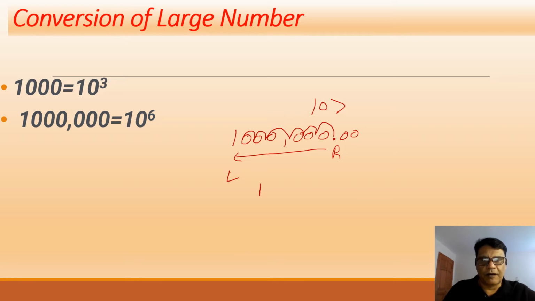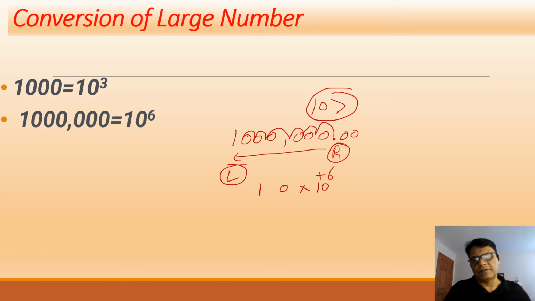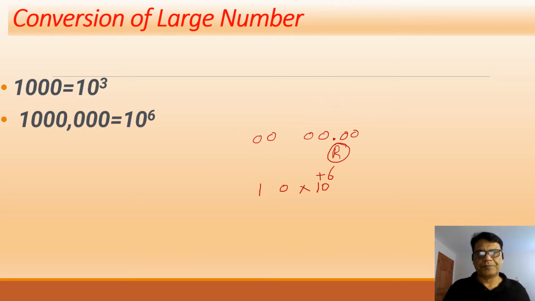So the value will become 1.0 into 10 raised to power 6, since you moved 6 times. The value is larger than 10, and you moved your decimal from right to left, so the exponent of 10 will be positive. In this way, you can convert large values to scientific notation.